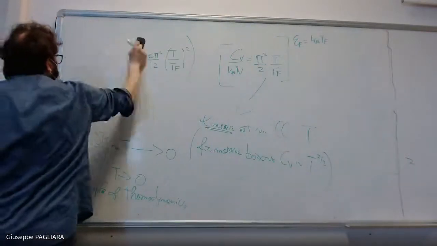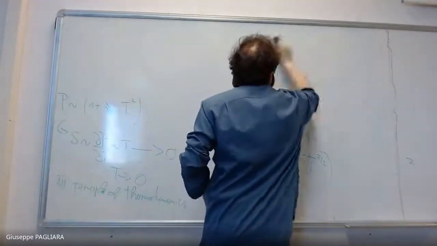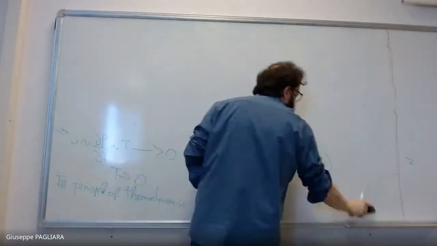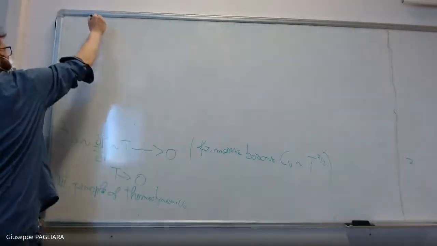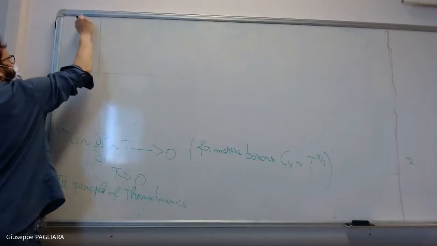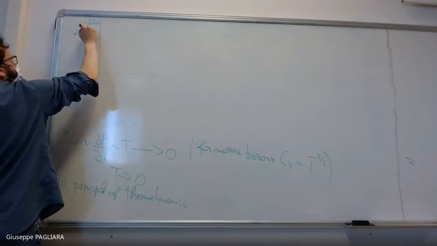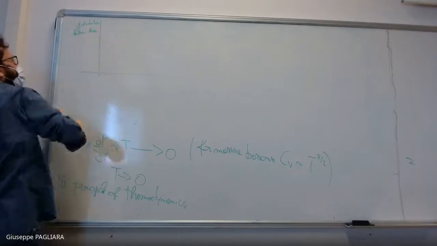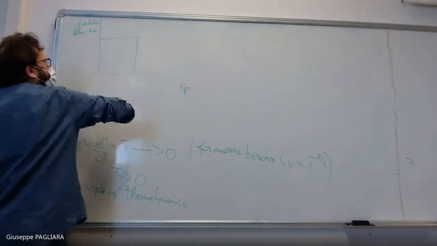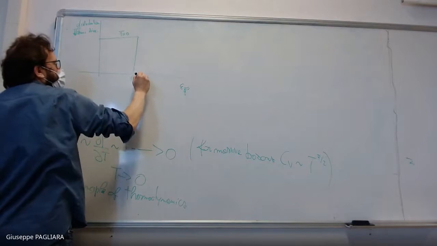The behavior of the heat capacity, this formula here, can be somehow understood by using the following argument. Suppose that here I plot the Fermi-Dirac distribution as a function of epsilon q. Now, for T equals zero, we said this is a theta function, where this is the Fermi energy equal to the chemical potential.